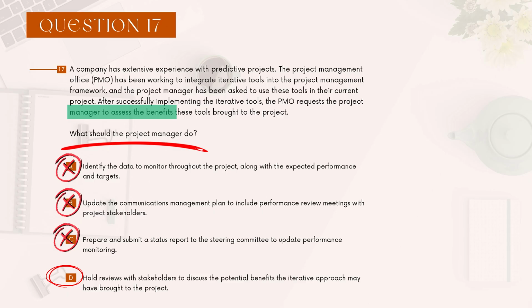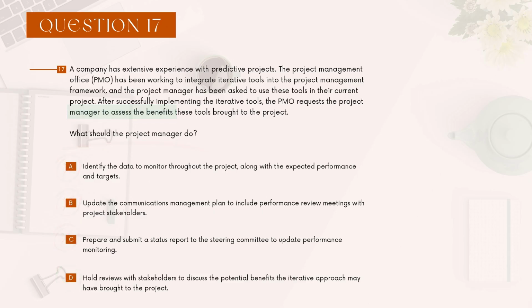D: Hold reviews with stakeholders to discuss the potential benefits the iterative approach may have brought to the project. Beautiful. You review things with all the other stakeholders. The project manager is just one person. You need to speak to your team, who are also stakeholders. You need to speak to maybe people in different departments. Maybe they've used the tools differently, and then discuss their potential benefits. Always get people involved. That's the best way. So number 17 is going to be answer D.